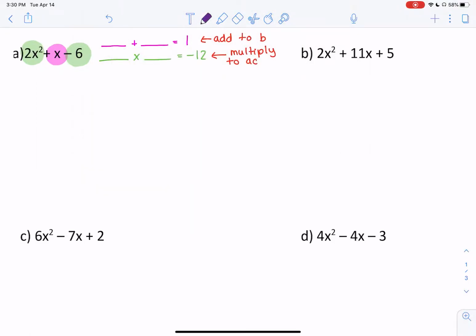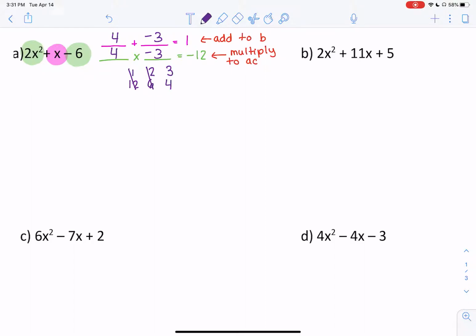So now we're going to start looking for our numbers. Remember that it's significantly easier to look for our multiplication numbers first. So I'm going to think of all the options of numbers that multiply to 12. So I have 1 and 12. Can I get 1 from that? No. I have 2 and 6. I can't get 1 from that either. But I have 3 and 4. I can add or subtract those to get 1. So they need to add to positive 1 and multiply to negative 12. So 4 and negative 3. So now we have our numbers.